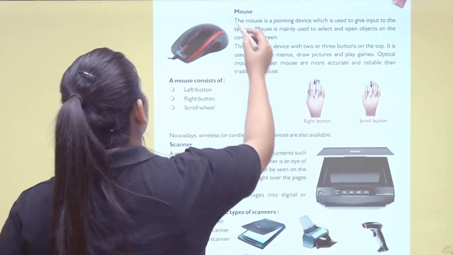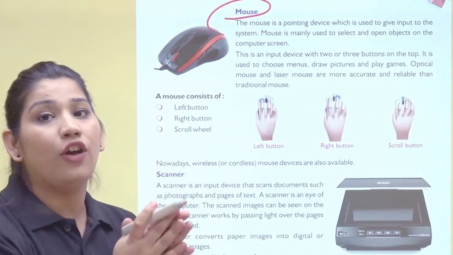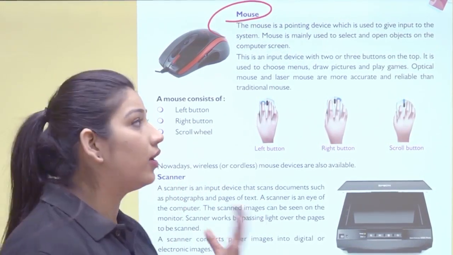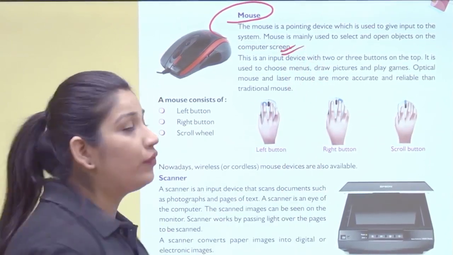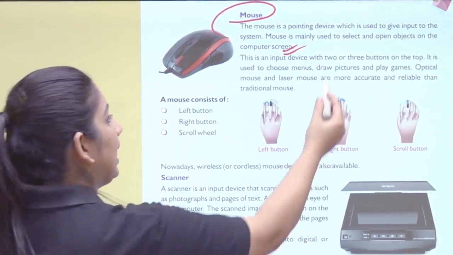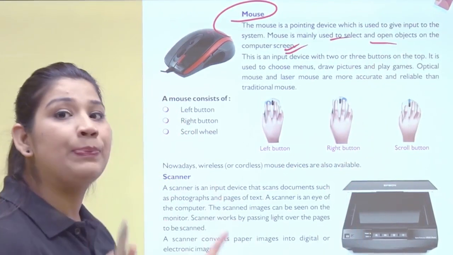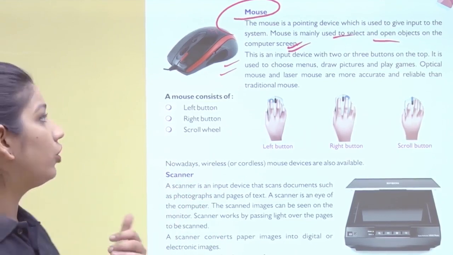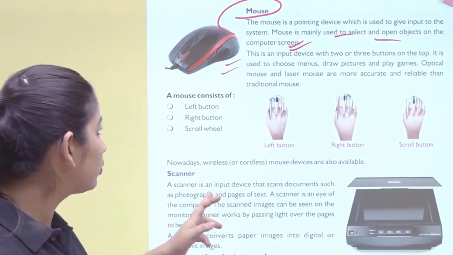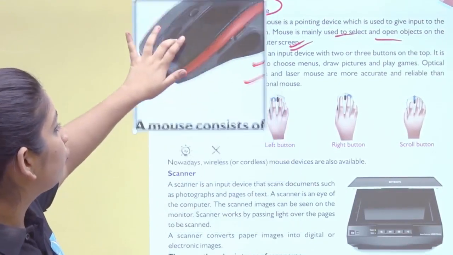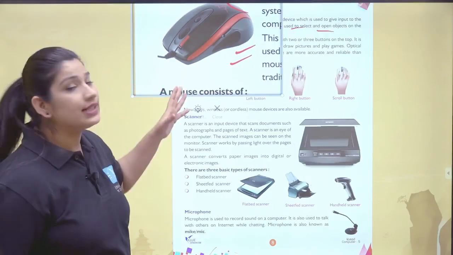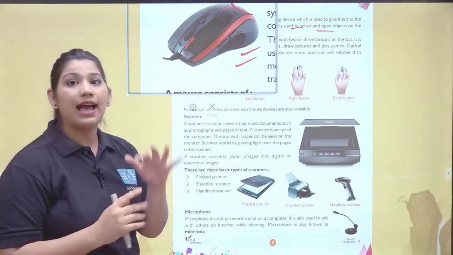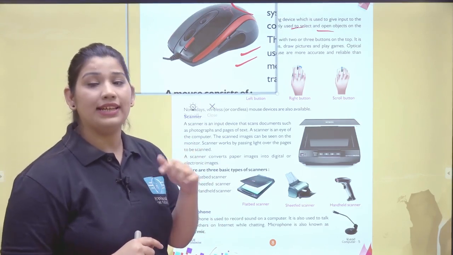Next comes the mouse. A mouse is a kind of pointing device. It is used to point at the items on the monitor. It is also a kind of input device which is used to select and open the objects on the computer screen. It is an input device with 2 to 3 buttons on top, as you can see with a close look. It has 2 to 3 buttons. It is used to select the item, draw, cut, etc. It has 3 buttons: left, right and scroll.